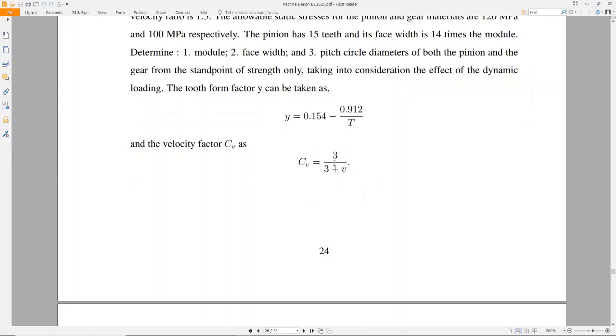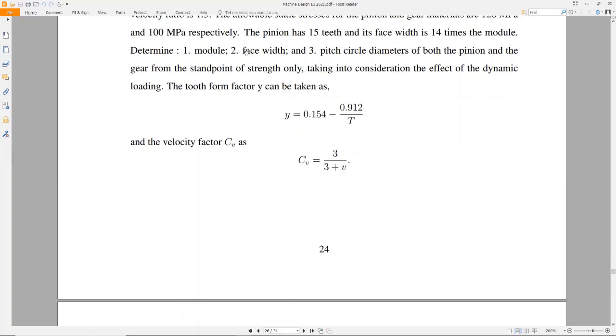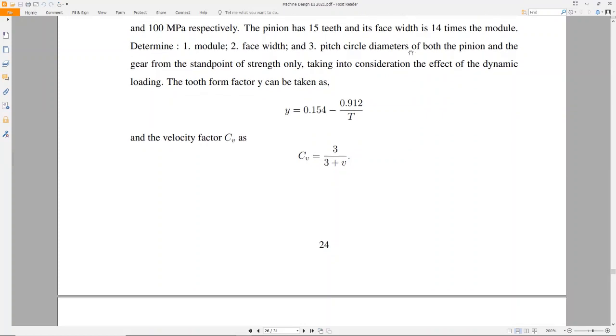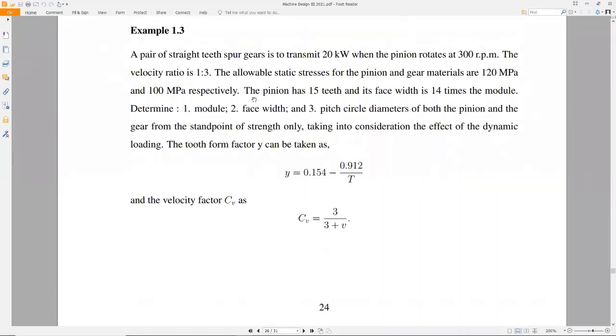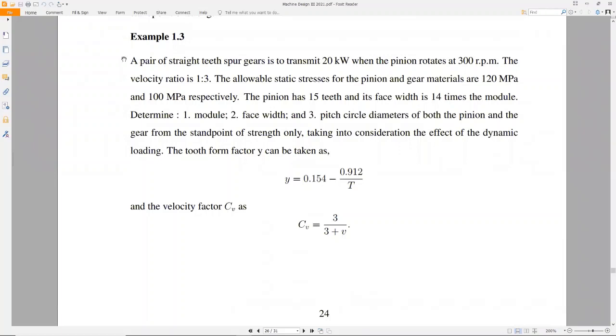Okay. So from here, this information has been given. How do we determine these particulars of the gear? So we have the module, face width, and pitch circle diameters of both gears. Yeah, I think those are the things we have to determine from the standpoint of strength. Okay. So let's go back. Let me copy this one.